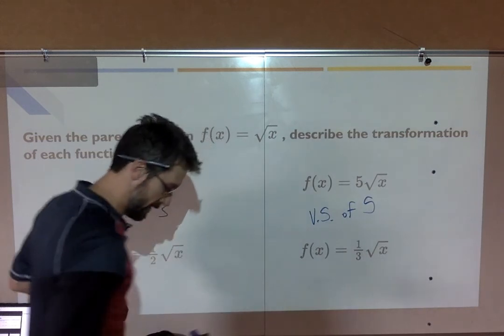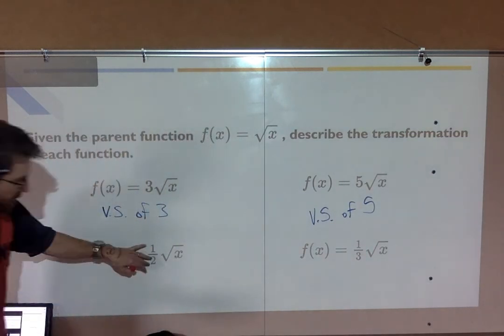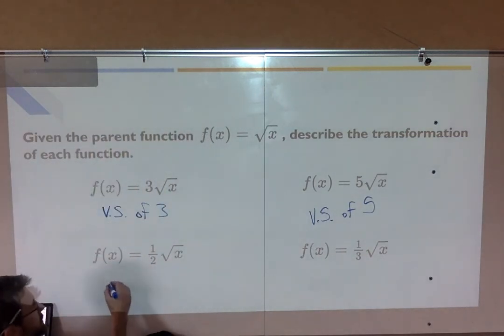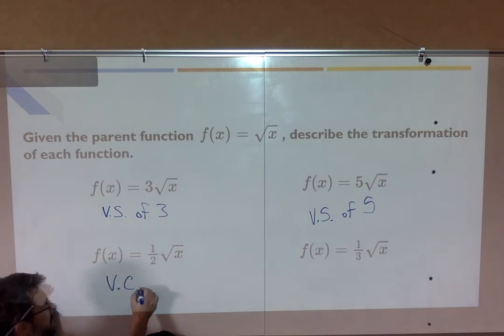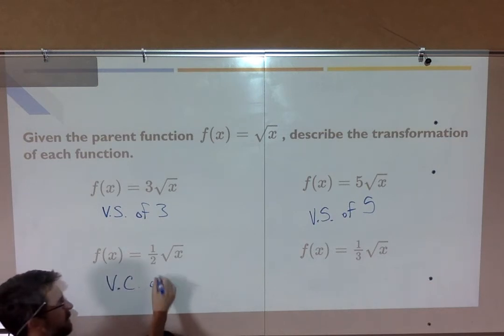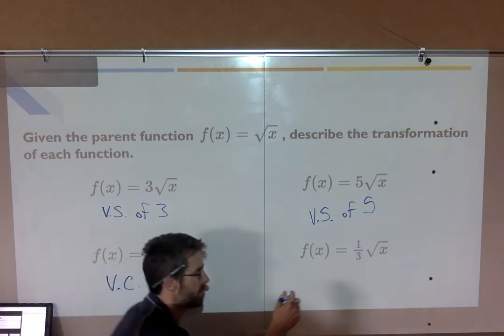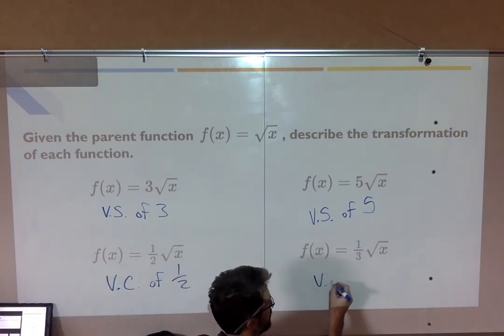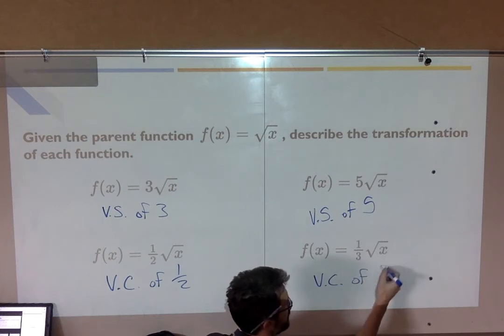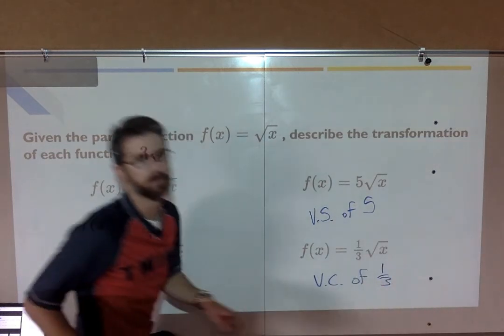Then we've got some compressions. These are positive numbers, but they are less than 1. So now we'll say VC for vertical compression of 1/2. And then same thing with this one, VC of 1/3.